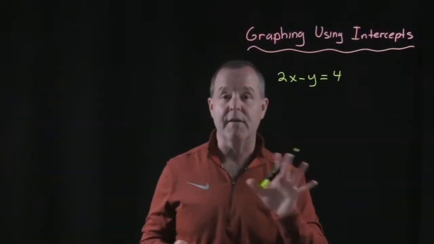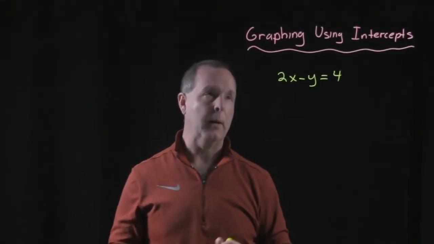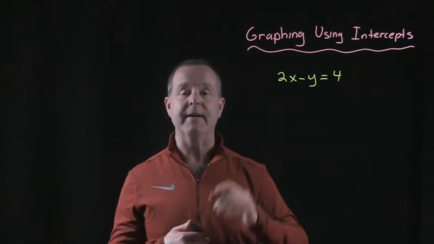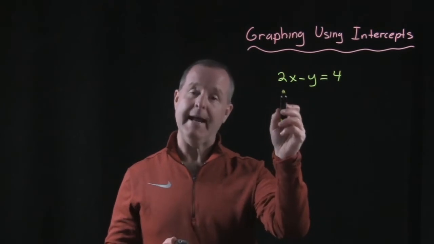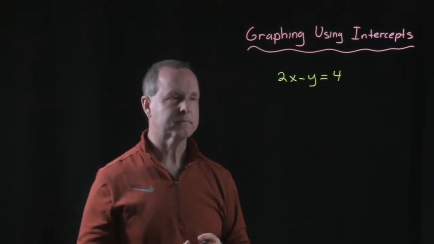All right, let's give this another shot. Are you ready? 2x minus y equals 4. Let's graph that by using intercepts. Notice, first of all, I have it in standard form. Some ax plus by equals c is the form.